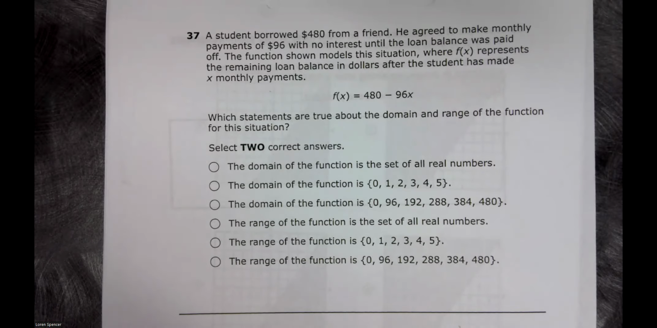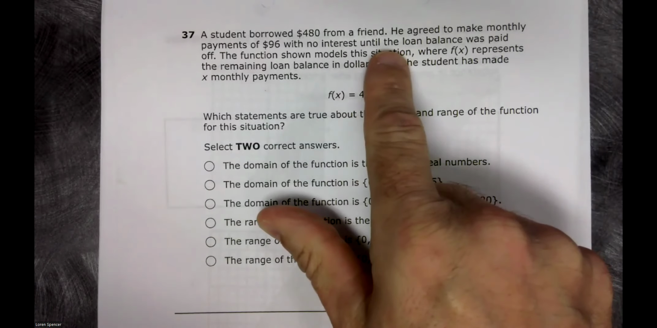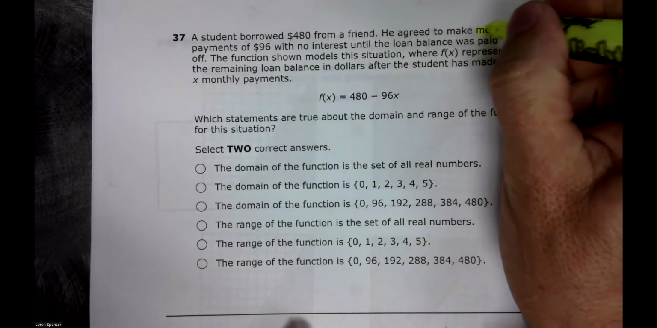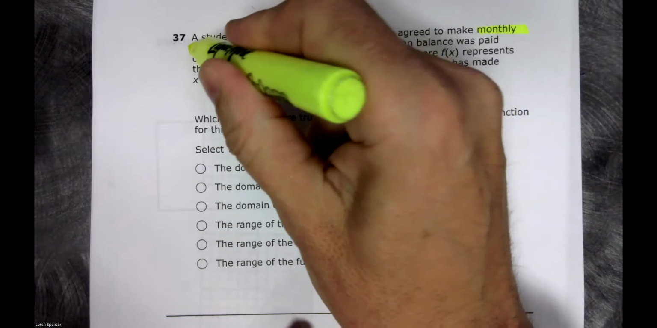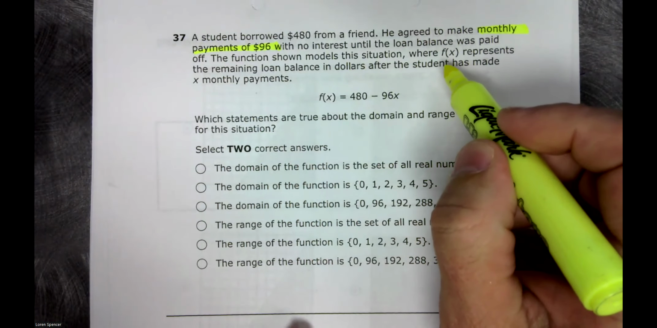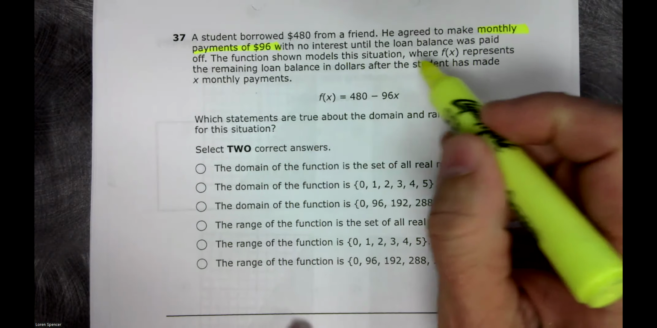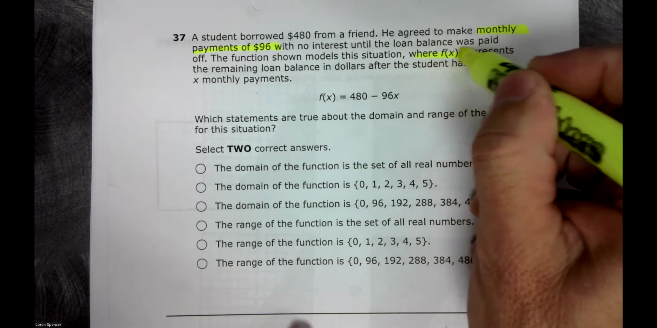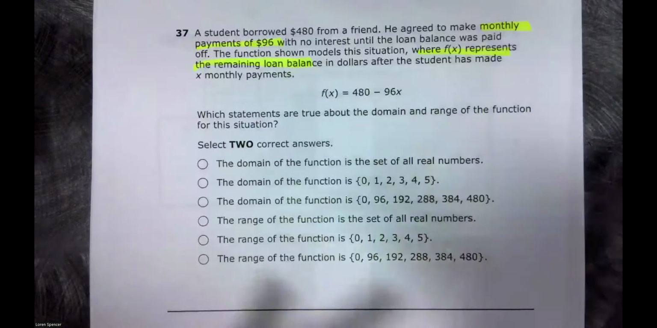So a student borrowed $480 from a friend. He agreed to make monthly payments. So we're not paying continuously, we're paying monthly payments of $96 with no interest until the loan balance was paid off. The function models this situation where f of x represents the remaining loan balance.